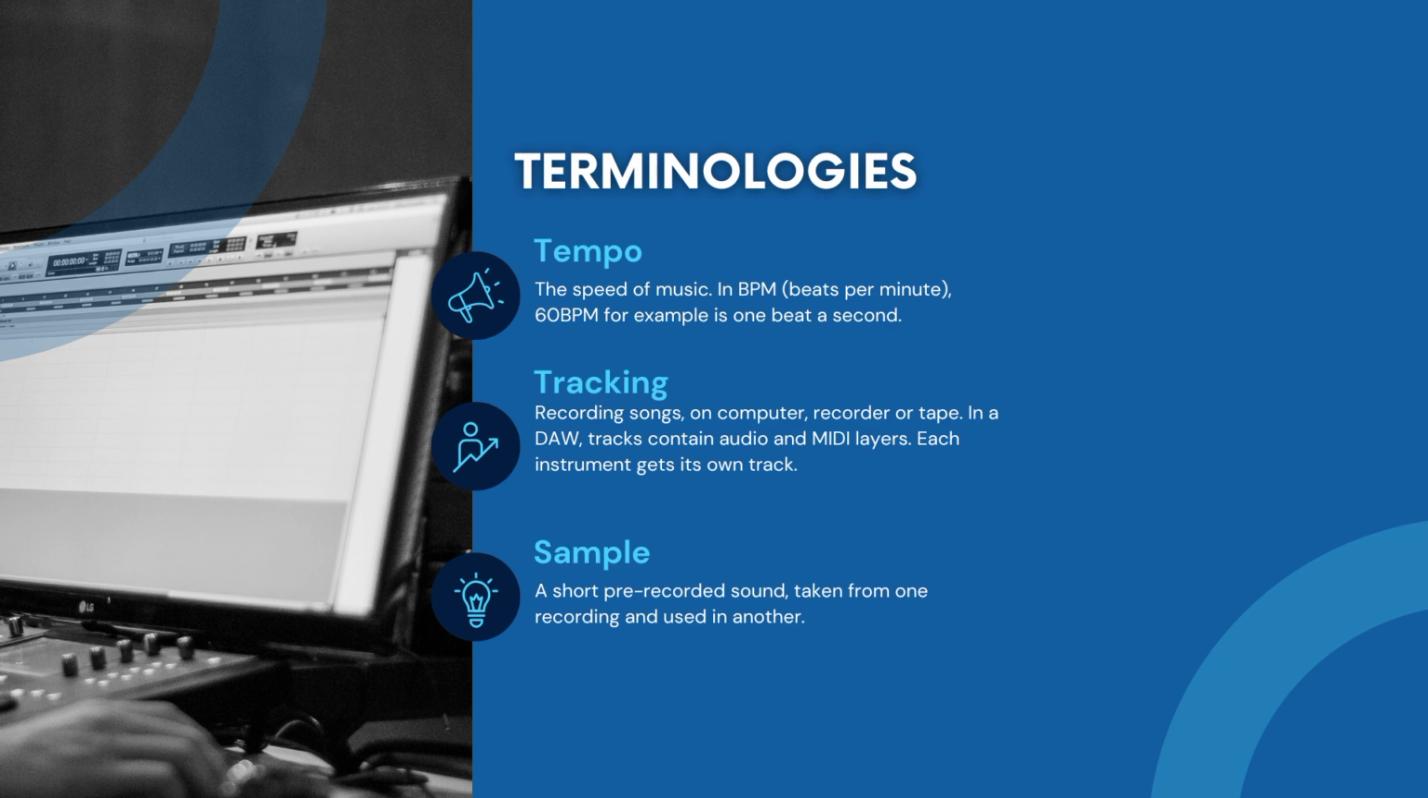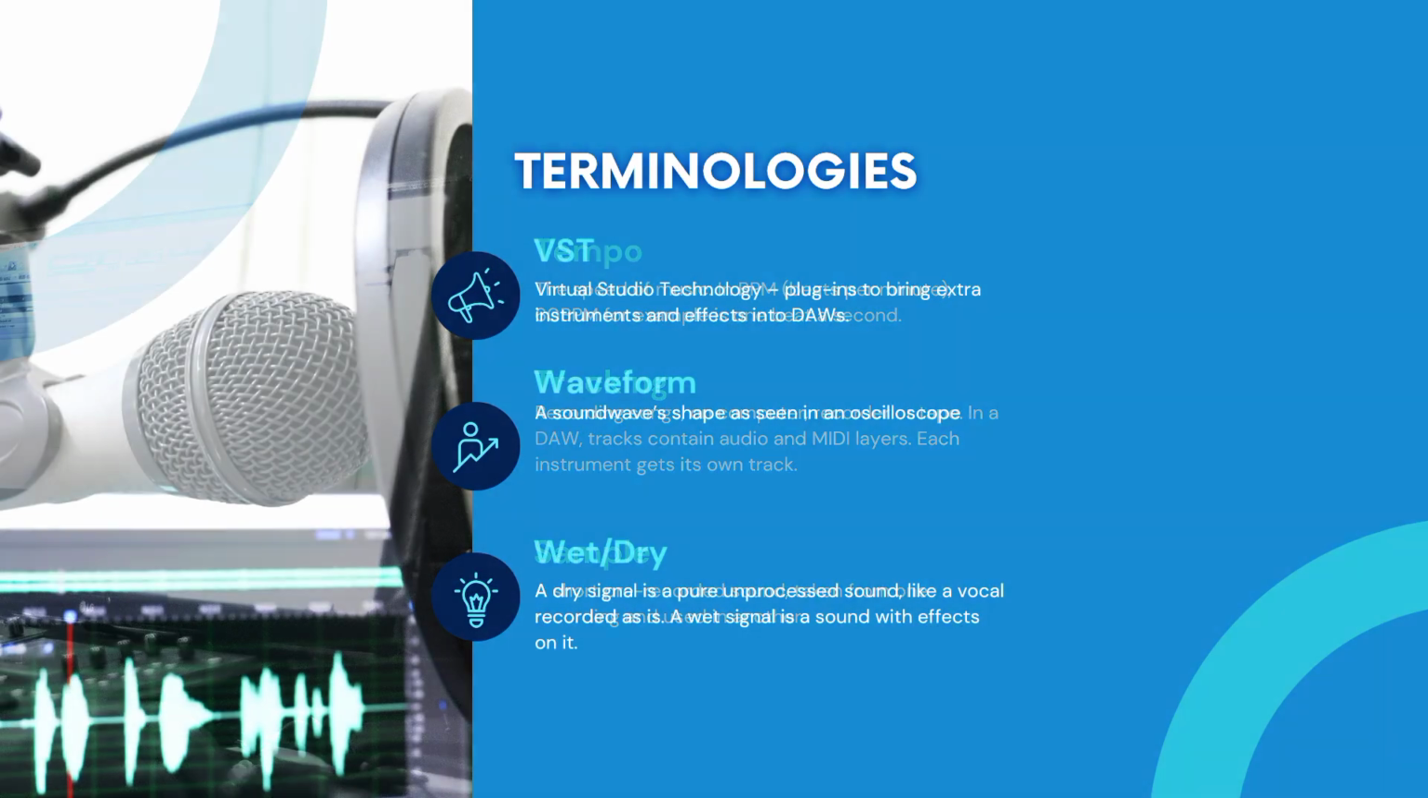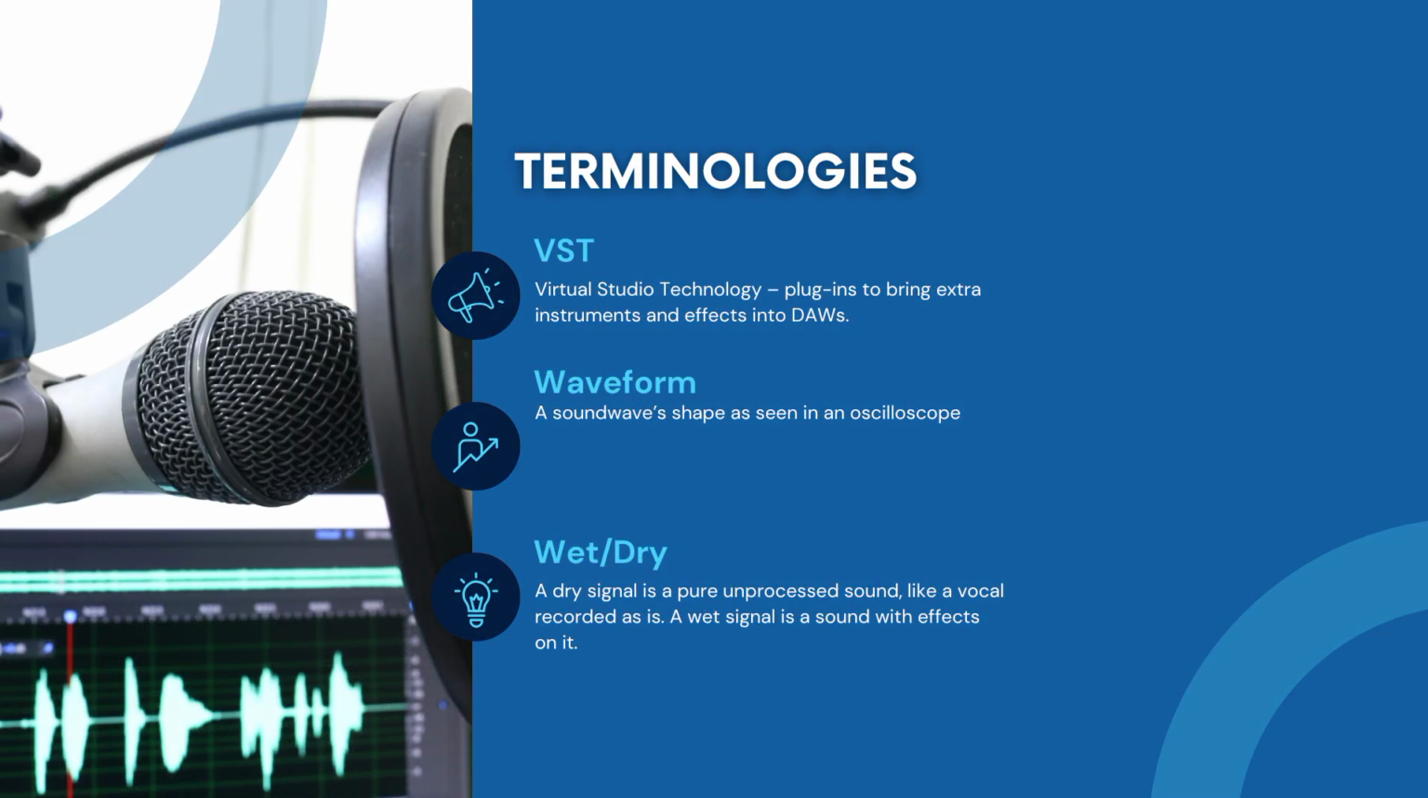Tracking is recording songs on a computer, recorder, or a tape. In a DAW, tracks contain audio and MIDI layers. Each instrument gets its own track. VST stands for Virtual Studio Technology. These are extra plugins we use to bring extra instruments and effects into our DAW. A waveform is how the shape of the sound looks in our DAW.